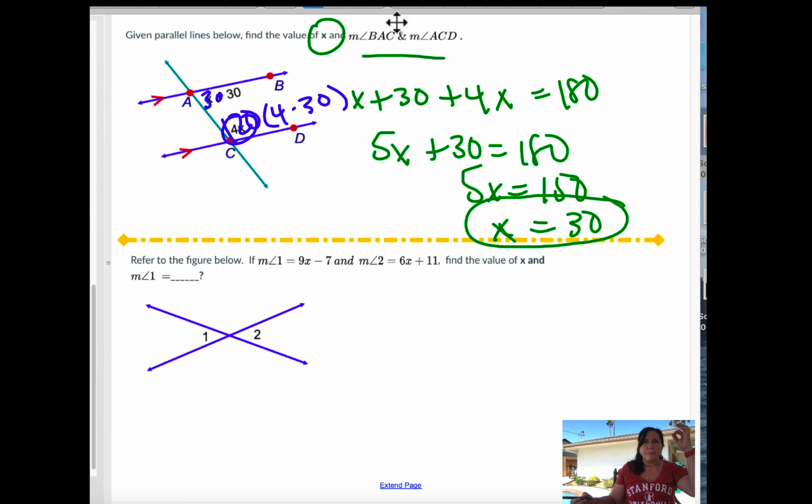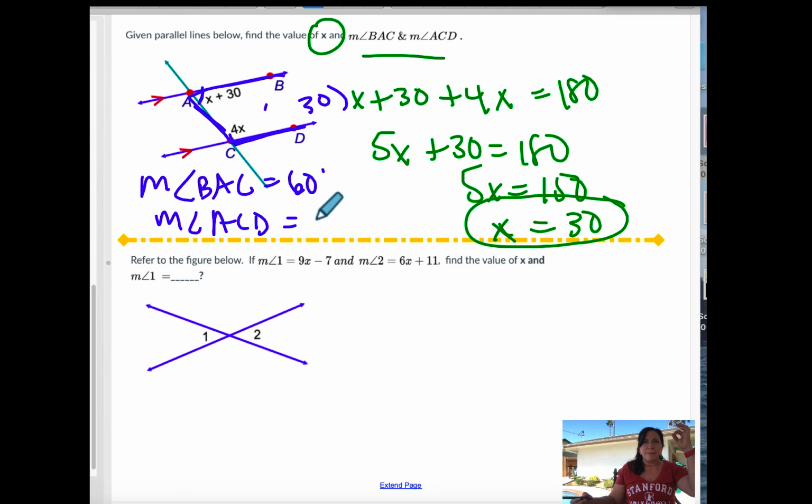So we know that, and you have to write it like this. You would write this on the test if you were in person. We would write the measure of angle BAC, which is that angle right there. The measure of angle BAC, see that? The measure of angle BAC is 30 plus 30, well, 60 degrees. And then the measure of angle ACD is equal to 4 times 30, which is 120. And then you're done, because we also found x.